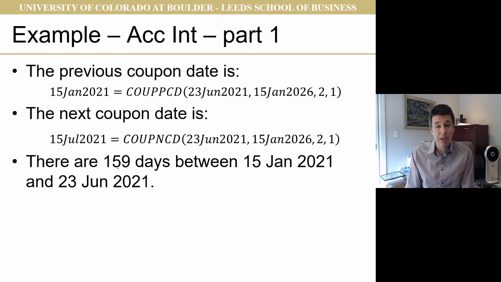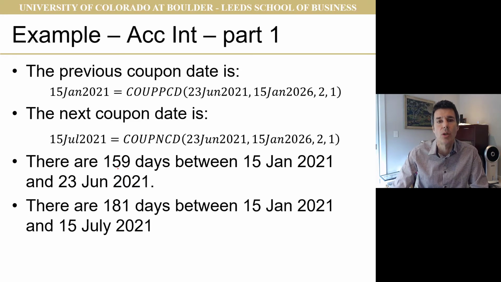We need to know how many days there are between the last coupon date and the settlement date. So we just take those dates in Excel. The dates in Excel are just numbers formatted to look like dates. So if we want to find out how many days there are between two dates, we just take the difference. So we take the difference, 23rd June 2021 minus 15th of January 2021, we get 159 days. We look at the coupon period, 15th of July 2021 minus 15th of January 2021, 181 days.